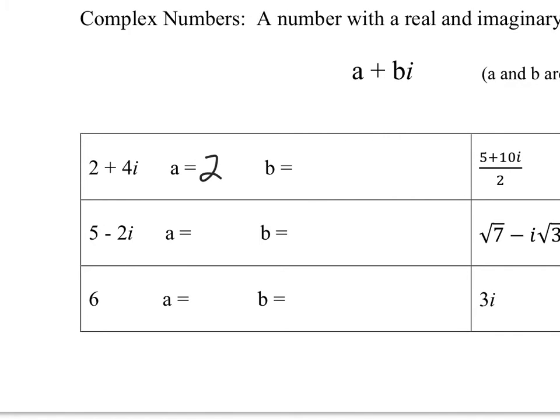So here a is 2, b is 4, here a is 5, b is negative 2, here a is 6, and b is 0, because there is no imaginary part.